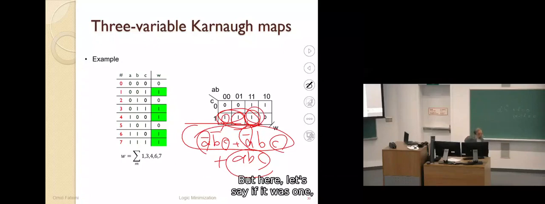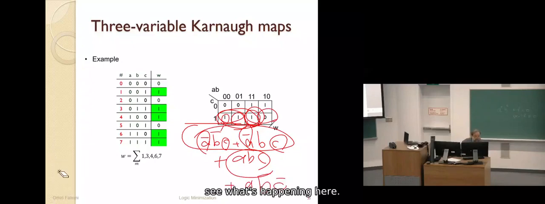But here, let's say if it was 1, then we had another term, which was A, B naught, C naught. Okay? A, B naught, C naught. Oh, they are very confusing. Let me erase something so we could see what's happening here.